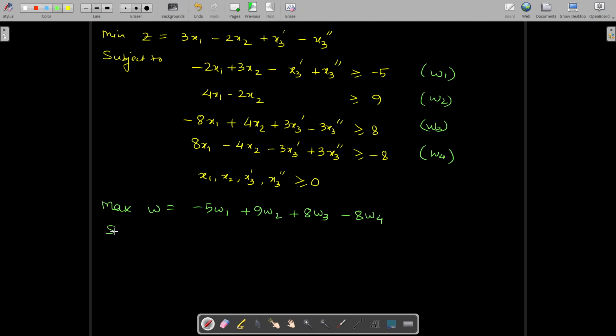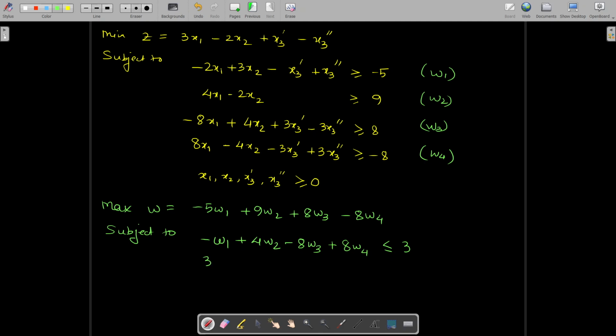Now we have, subject to, the first constraint corresponding to x1, that will be minus 2w1 plus 4w2 minus 8w3 plus 8w4. Now it's a maximization problem, so the constraint will be of less or equal to form. So this is less or equal to 3.